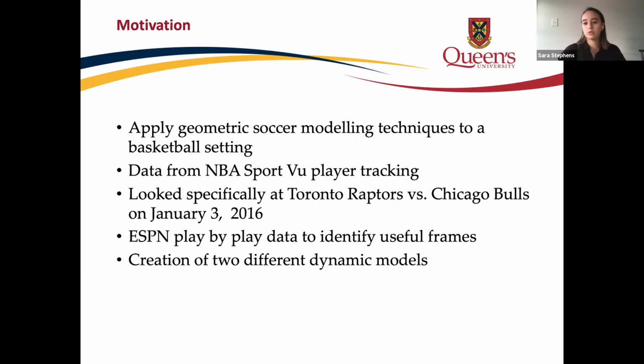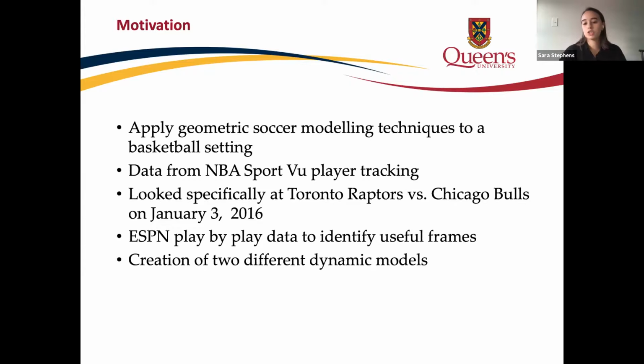The data is only available through the 2016 season, as the NBA stopped publicly publishing it after that. So we are looking at historical data, and I chose to look at the same game that Maya did: the Raptors versus the Bulls in 2016. There's no particular reason why we chose this game, in case you're wondering. And as Maya was mentioning, we matched it up with ESPN play-by-play data to identify useful frames.